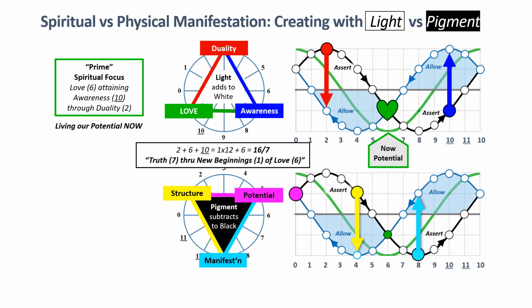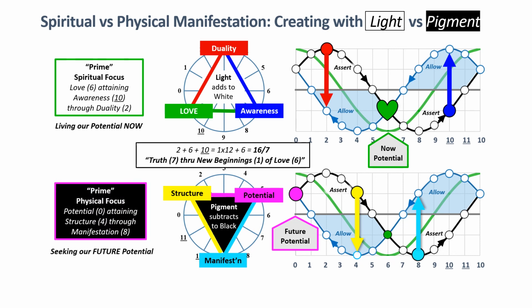Thus, a physical mindset, that of pigment, takes on a definite materialistic bias towards manifesting physical forms of abundance, of potential attaining structure through manifestation. Not that physical abundance is evil by any means, it's just that it distracts our focus from love if pursued at the exclusion of all else. It skews our sense of self-worth to one of perpetual lack, of striving for a potential that's always in the future.